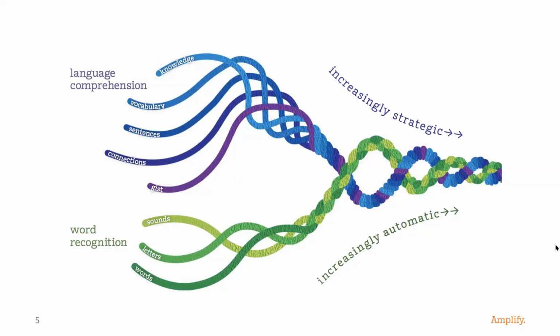And these are just some of the ones that we want to highlight here: knowledge, vocabulary, understanding sentences, understanding connections across sentences, the gist of the overall text, as some of the underlying language pieces that are so important for reading comprehension. And then, of course, we know for word recognition, we're focusing on sounds, sound letter associations, and words.